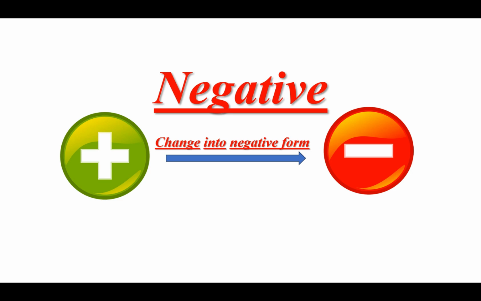In this video we learn how to change a positive statement into negative and different types of negation in English. When we want to say that something is not true or is not the case, we can use negative words, phrases, or clauses. Let's start.